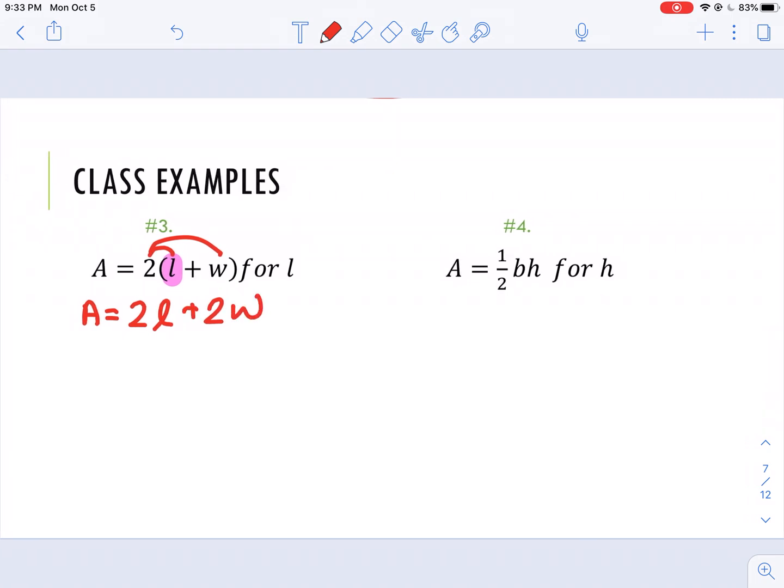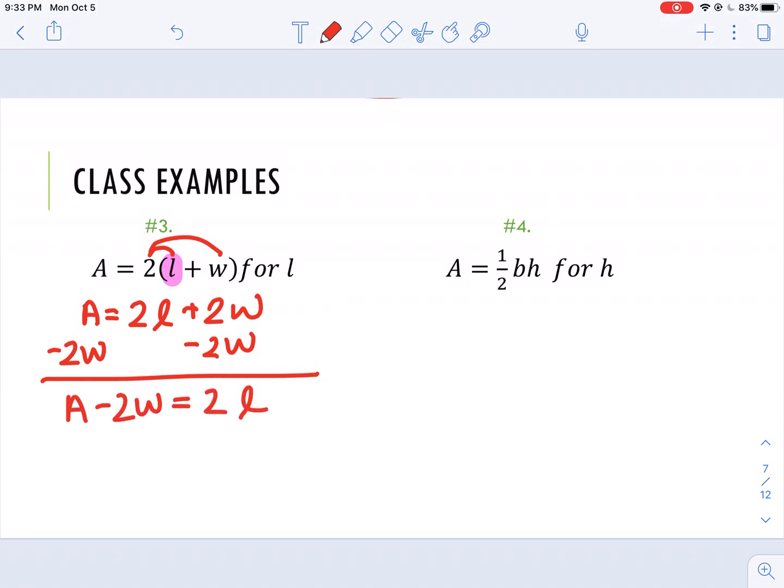Now, if I'm solving for L here, how would I go ahead and isolate that variable? That's correct. I'd get rid of the 2W, so I'm going to subtract 2W from both sides. I'm going to start from the left and go to the right. We have A minus 2W equals 2L. Now my goal is still to isolate that L. How would I get that L by itself? It's correct. I divide both sides by 2.